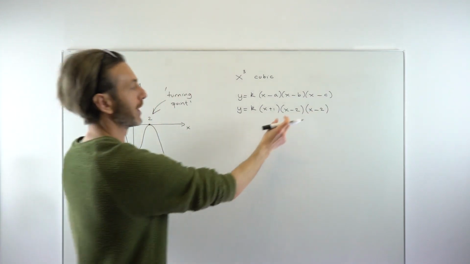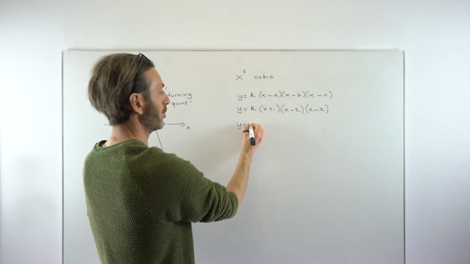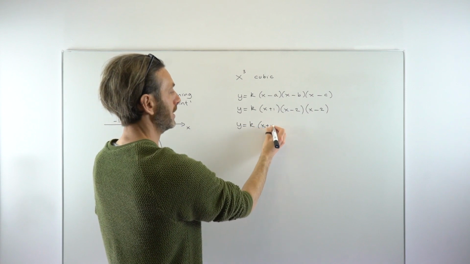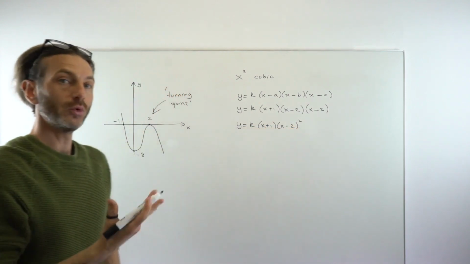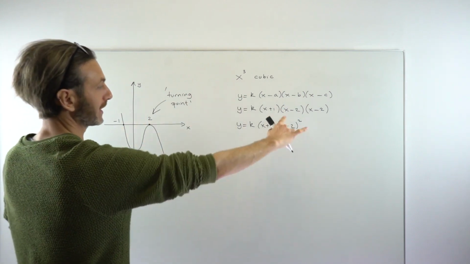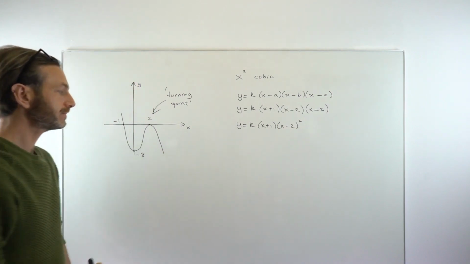Or you could write it with a bracket once with a squared on it, that's fine as well. So either that form, or probably more commonly would be this form, just to write that bracket one time and put a squared on it. So it's still the case that we're associating the roots to the factors, but if it's a turning point also, you need to repeat that factor.